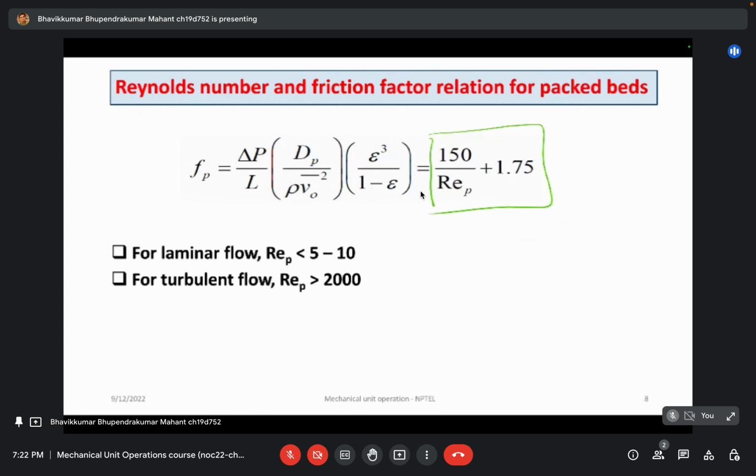So as we mentioned before, if you just use the above equation, for laminar flow your Reynolds number should be in between 5 to 10, while if you are talking about turbulent flow, then your Reynolds number will be greater than 2000. Okay, for the turbulent flow there is not much difference, the Reynolds number is much higher, but for the laminar flow the value of the Reynolds number is too low with respect to the flow.